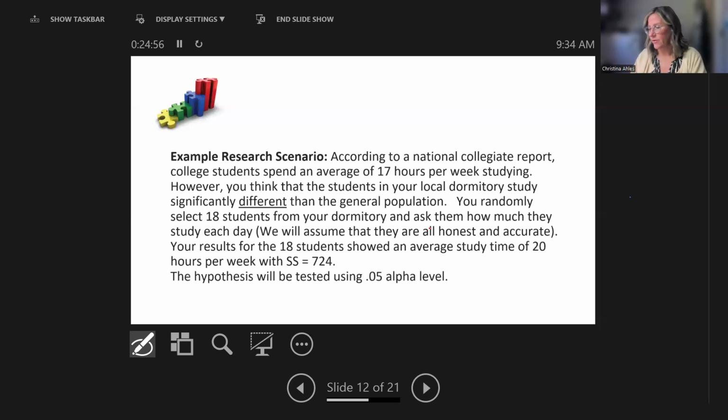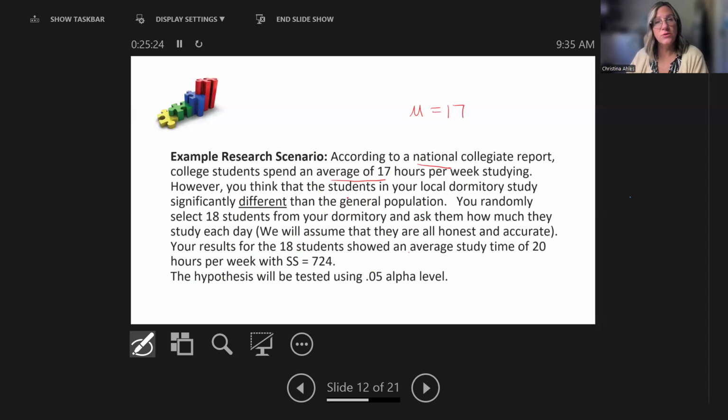So here's an example research scenario. We'll go through the 4 steps together. It says, according to a national collegiate report, college students spend an average of 17 hours per week studying. Now, here's where you want to be careful, because it says a national collegiate report, this average of 17 is a population. So mu equals 17.